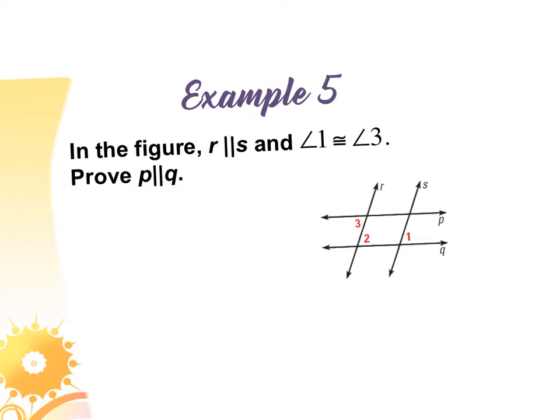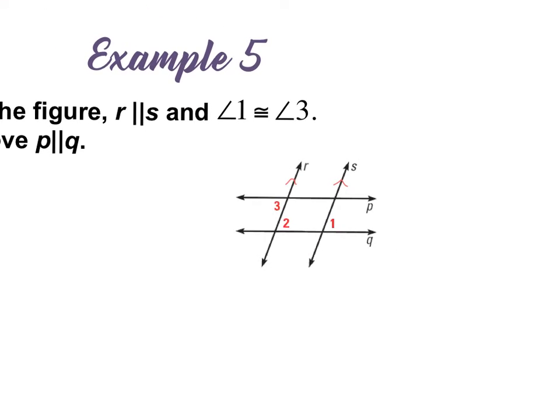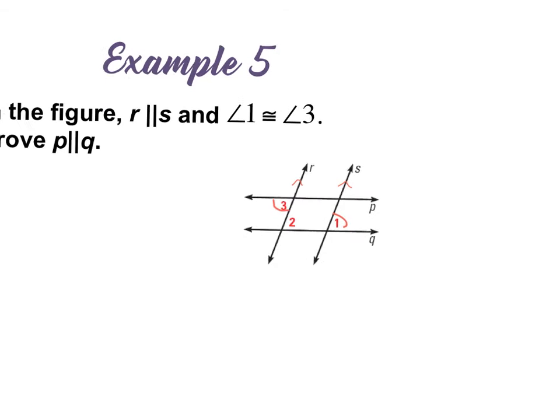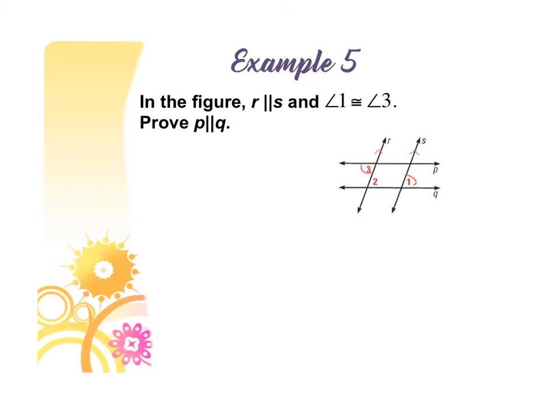So piece this together. It says in the figure, R is parallel to S. So you already know that R is parallel to S. This one is parallel to this one. And that 1 is congruent to 3. So let's mark the stuff we know. You can go. You're trying to prove that P is parallel to Q.